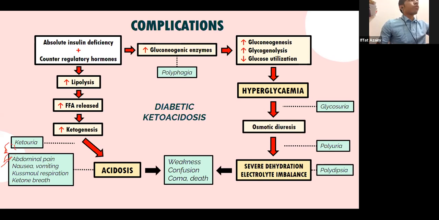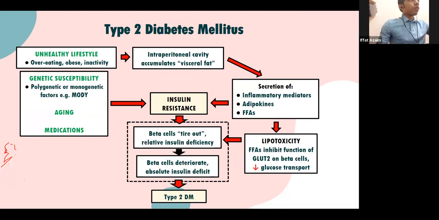But what about type 2 diabetes mellitus? It is multifactorial. It can be due to many factors, but the main factors that can lead to this pathophysiology are the unhealthy lifestyle, and also genetic susceptibility, aging, and medication. When there is overeating or obesity and a sedentary lifestyle, the intraperitoneal cavity will accumulate visceral fat, which will lead to secretion of inflammatory mediators, adipokines, and also free fatty acid.